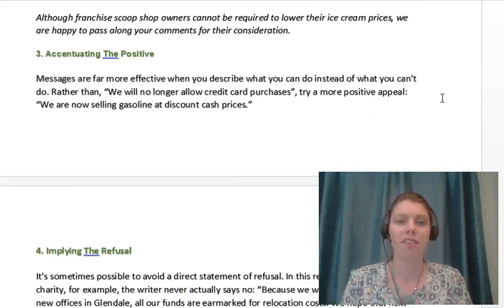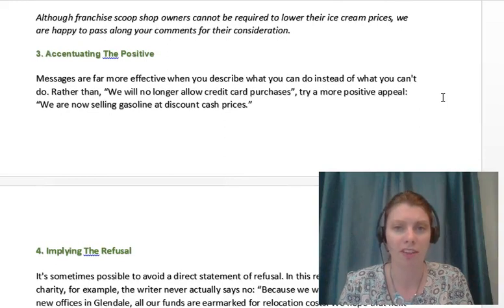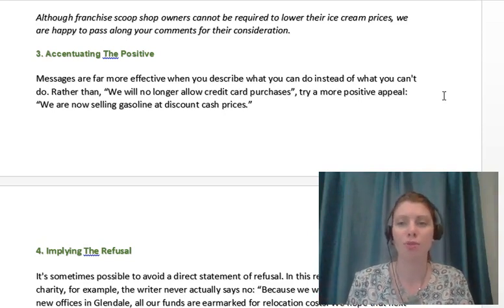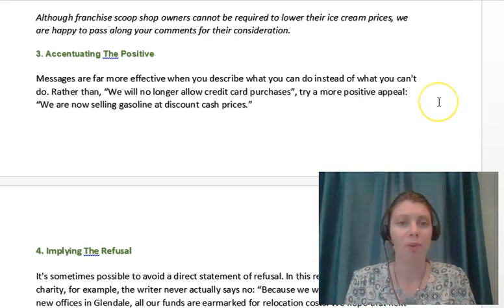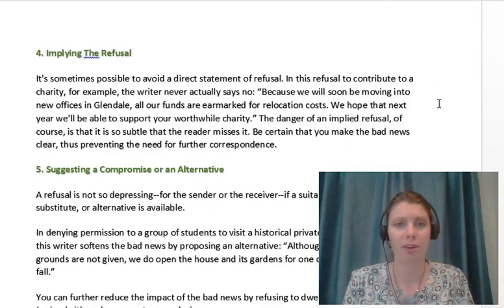You can also accentuate the positive. Messages are far more effective when you describe what you can do instead of what you can't do. Most people do not want to hear no. And if they do have to hear no, then they want to know what's coming next. What can you do for me if you can't do that? So rather than saying we will no longer allow credit card purchases, you might try, we're now selling gasoline at discounted cash prices. So show them what you can do, what is available for them.